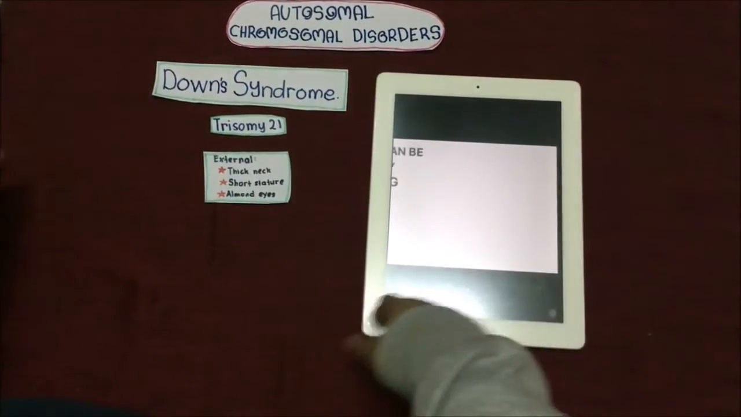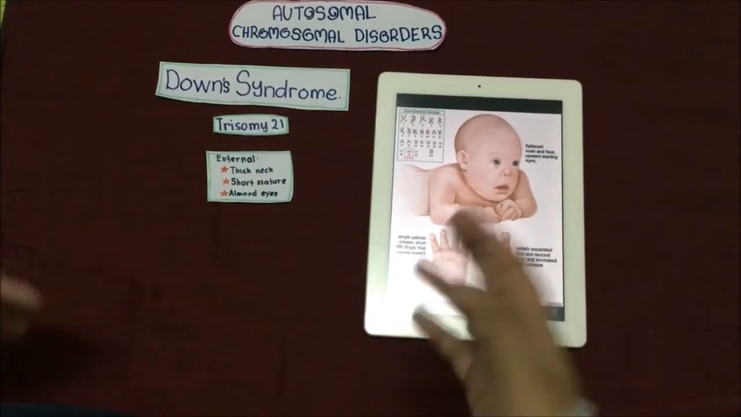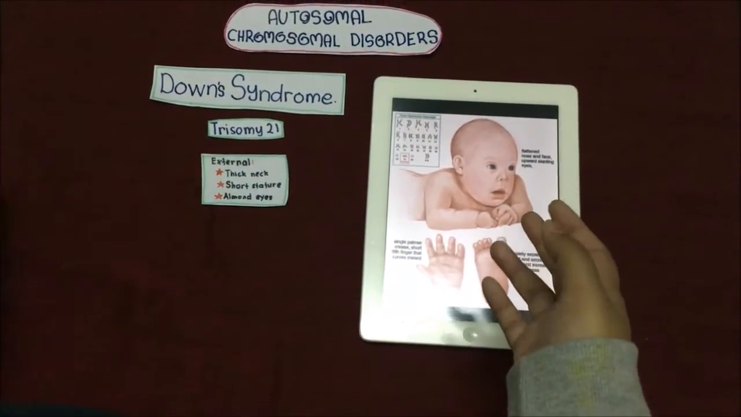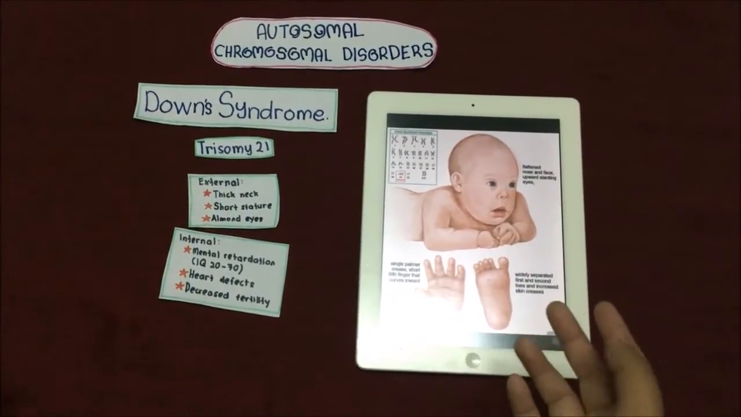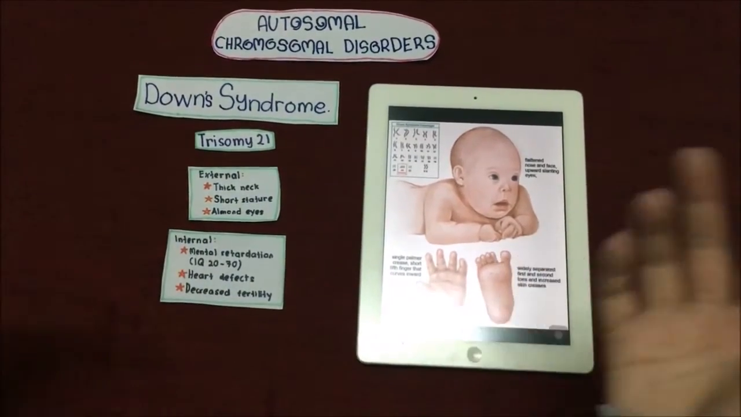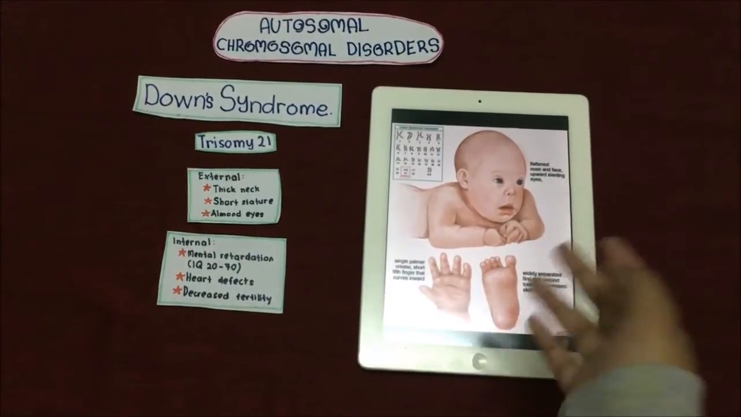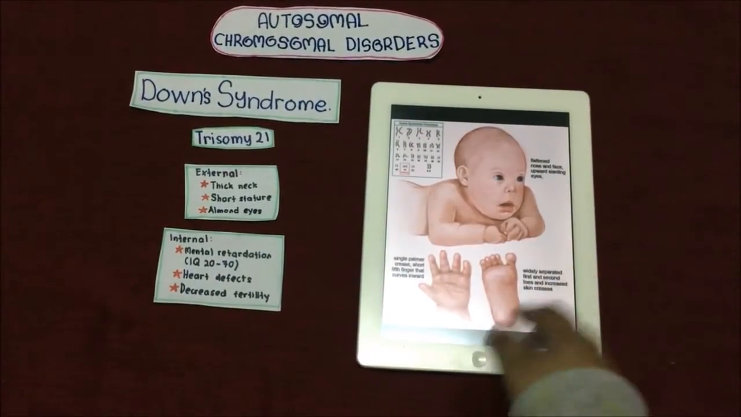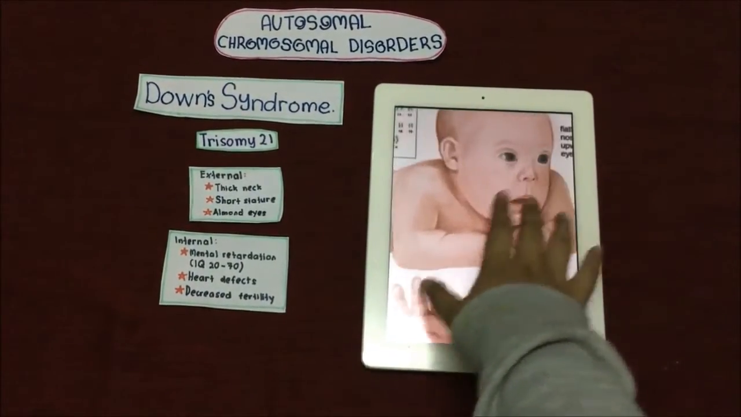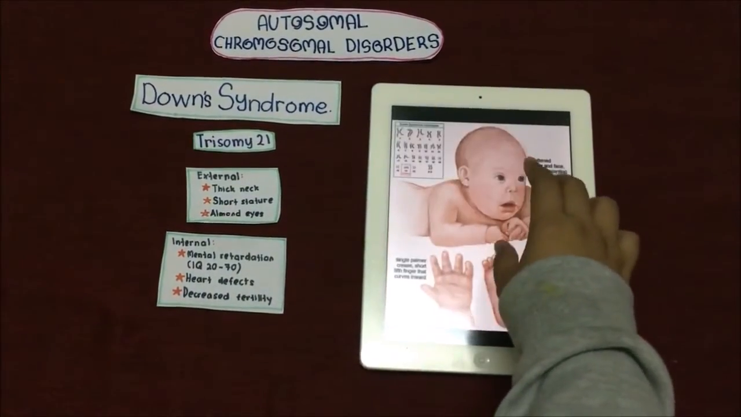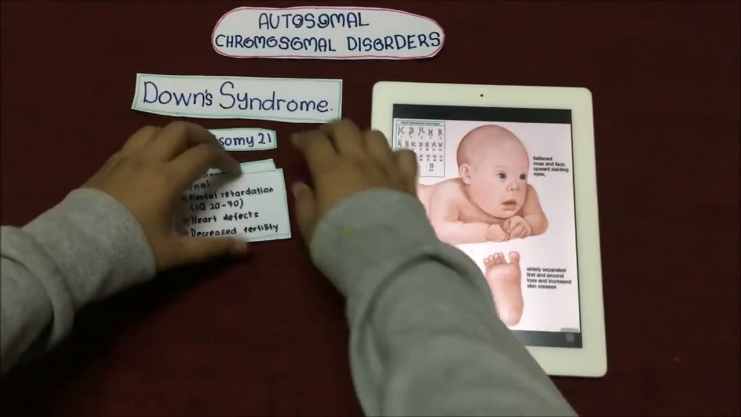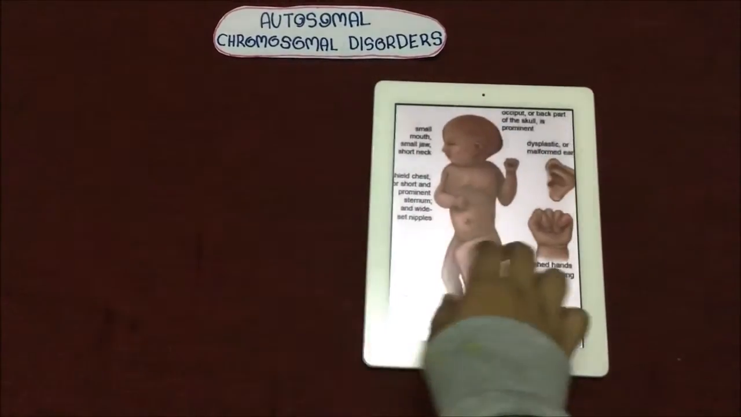Externally, the patients will have a thick neck, short stature, and also almond eyes. Internally, the patient will have mental retardation, which means they have an IQ of around 20 to 70s, and heart defects, as well as decreased fertility. You can see here in the figure the almond eyes, thick neck, and short stature.